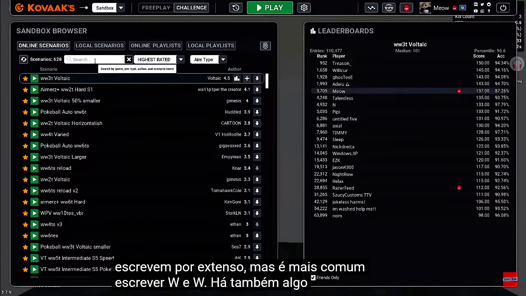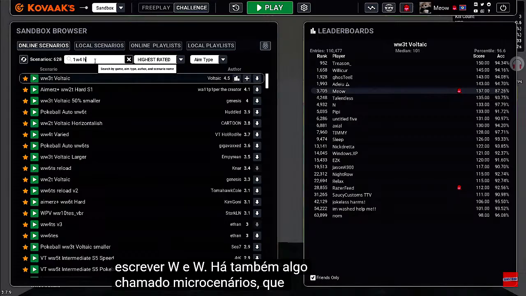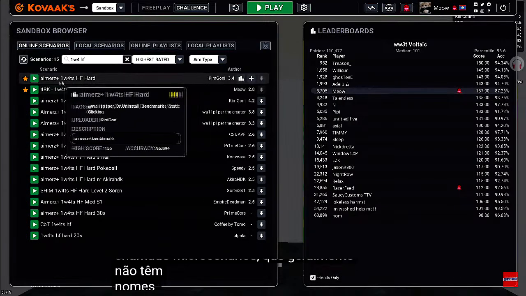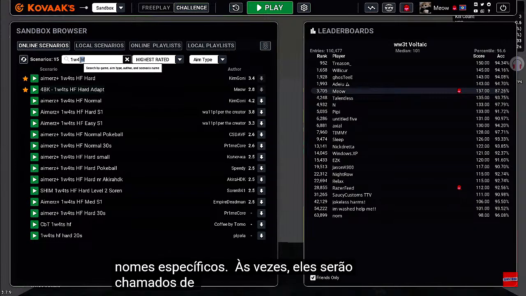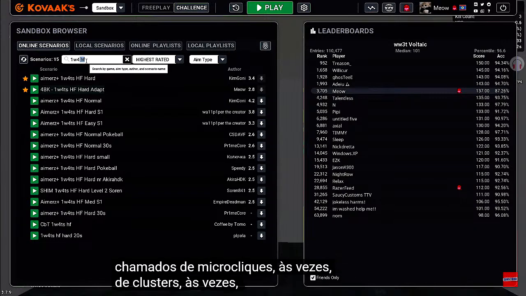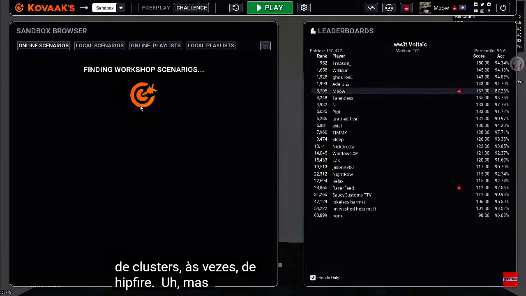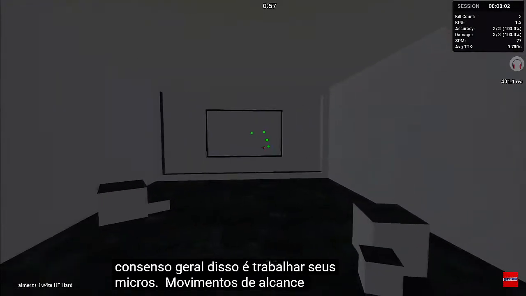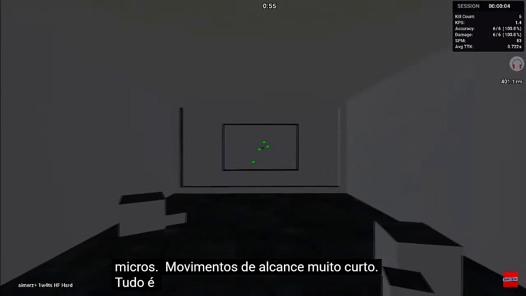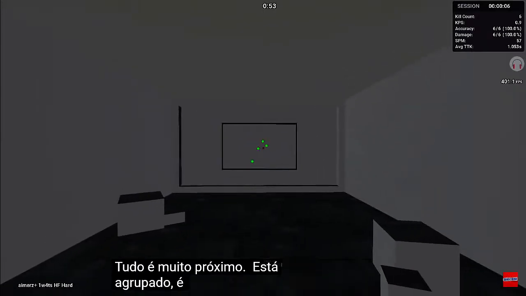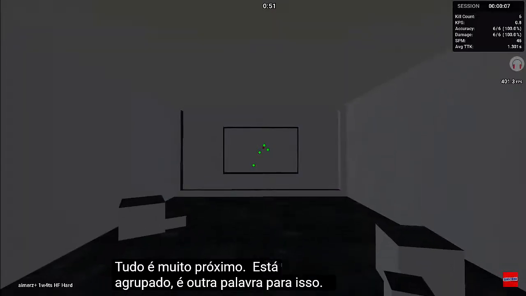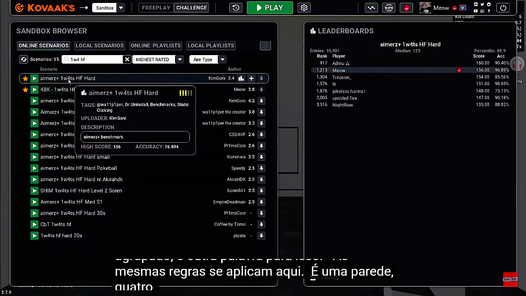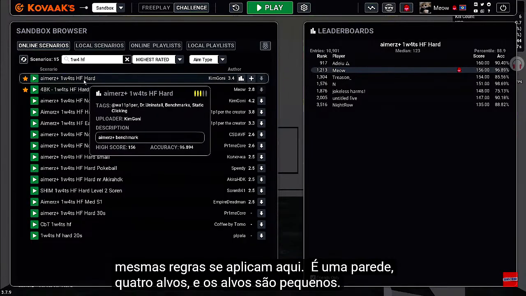There's also something called micro scenarios, which usually don't have one specific name. Sometimes they'll be called micro click, sometimes clusters, sometimes hip fire. But the general consensus is that this is to work your micros, very short-ranged flicks. Everything's very close together. It's clustered, is another word for it. Same rules apply here: it's one wall, 4 targets, and the targets are small.